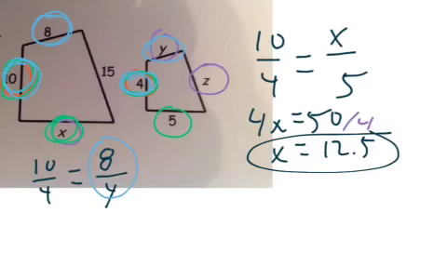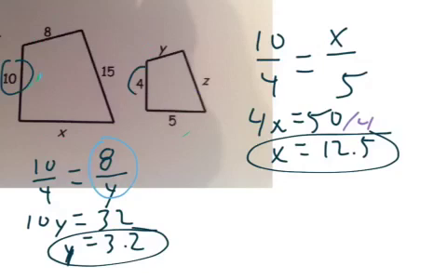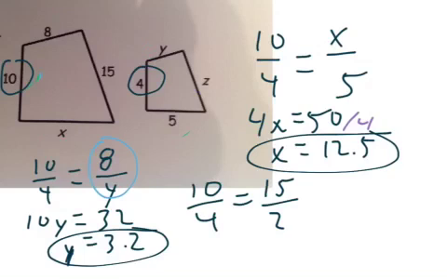Okay, finishing up the problem. This time I get 10y equal to 32. So y is 3.2. All right, so let's do it one more time for z. So on problem z, let me clean this up a little bit. On problem z, again, I hope you agree, I'm going to match up 10 with 4. And this time, I notice 15 matches up or corresponds with z.